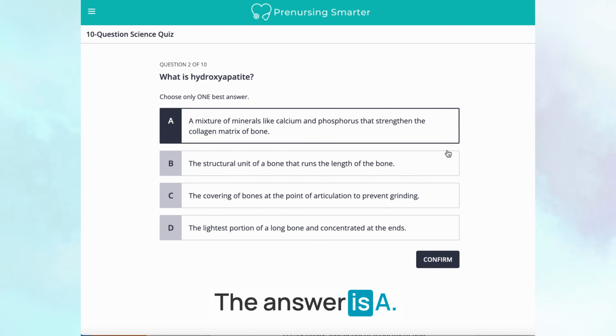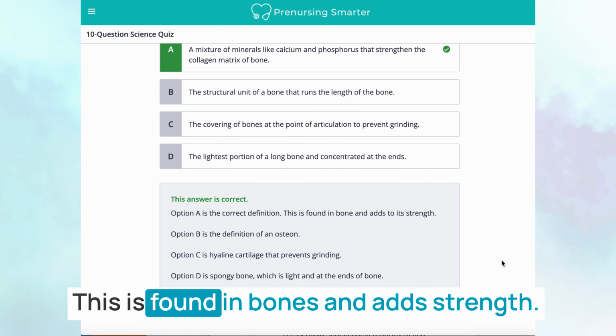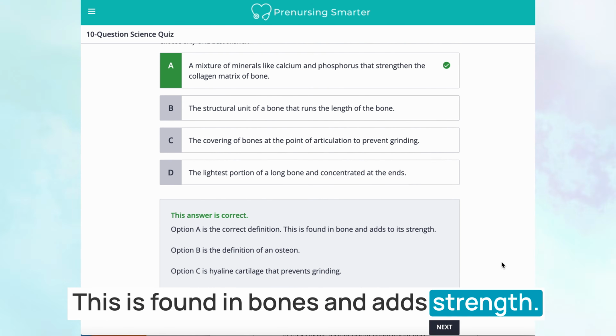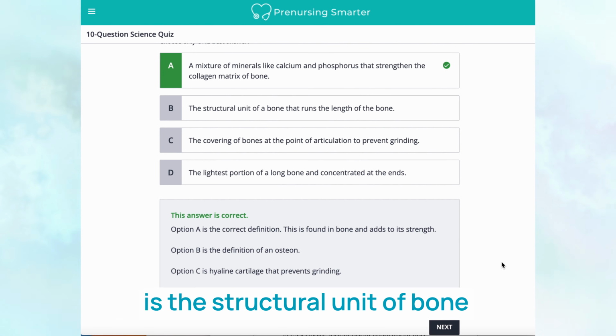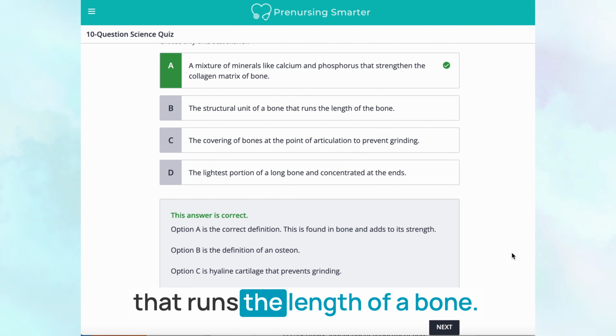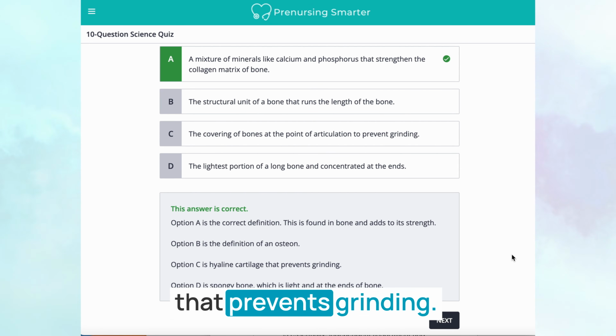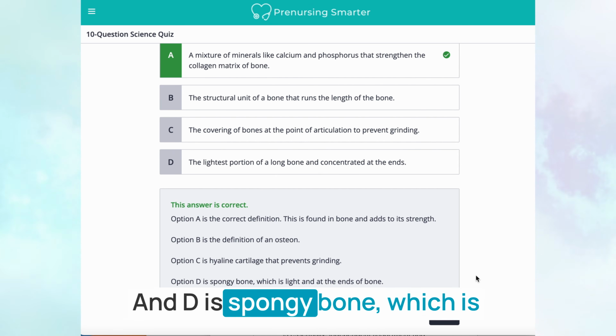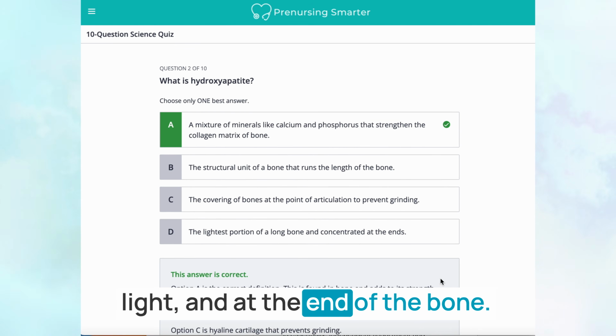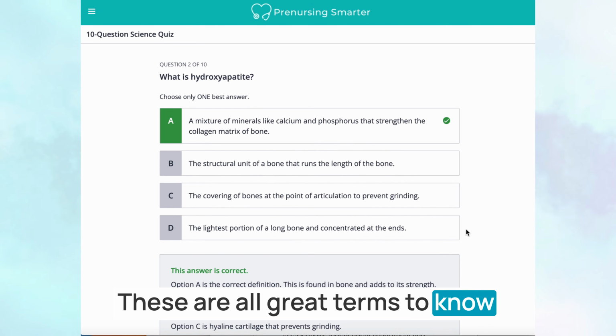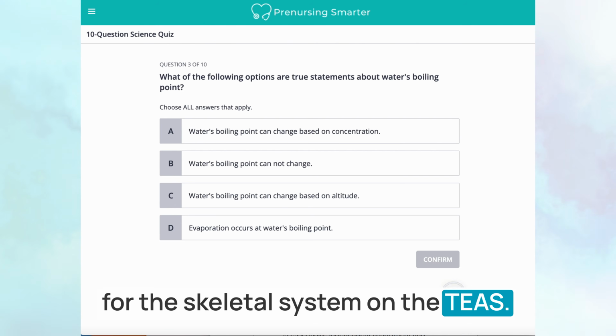The answer is A. This is found in bones and adds strength. B is incorrect because an osteon is the structural unit of bone that runs the length of a bone. C is hyaline cartilage that prevents grinding. And D is spongy bone, which is light and at the end of the bone. These are all great terms to know for the skeletal system on the TEAS.